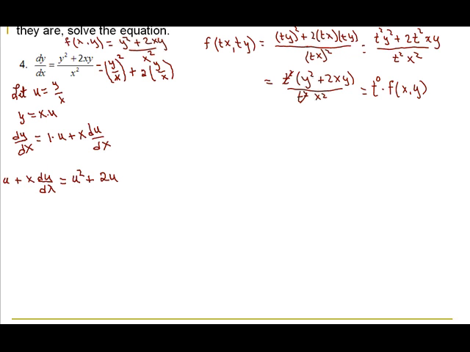And we can start by subtracting u from both sides of the equation to give us x du dx equals u squared plus u. And notice that this is separable. If I want to bring my x terms to the right side of the equation and my u terms to the left side, I'll have to multiply by dx over x, and I'll have to divide by this u squared plus u.